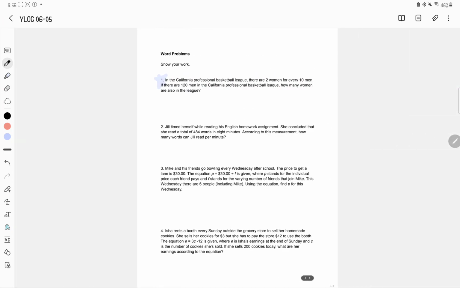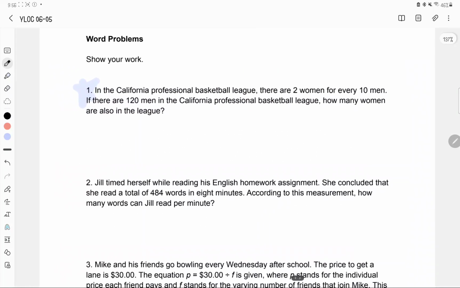Okay, and word problems. In the California Professional Basketball League, there are 2 women for every 10 men. So 2 women and 10 men. This is the ratio, right? And there are 120 men in the California Professional Basketball League, and how many women are also in the league? So we're finding this, right?